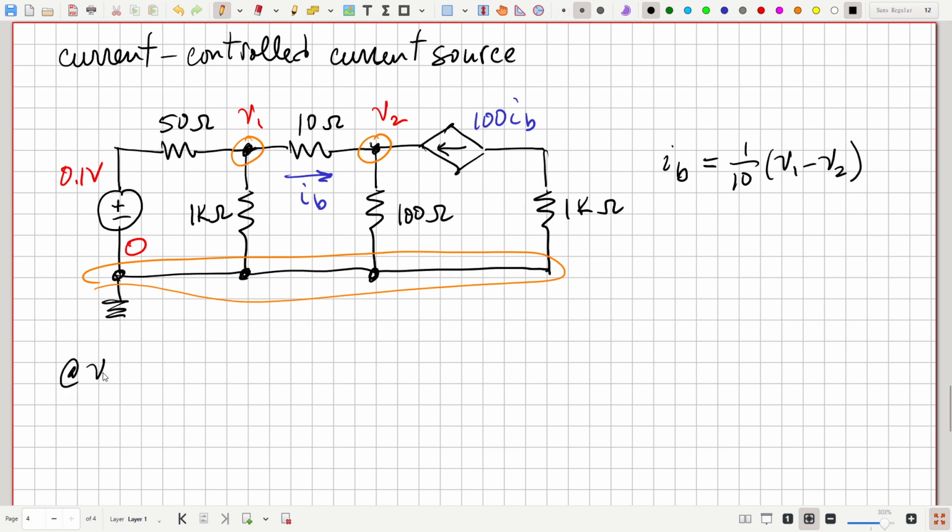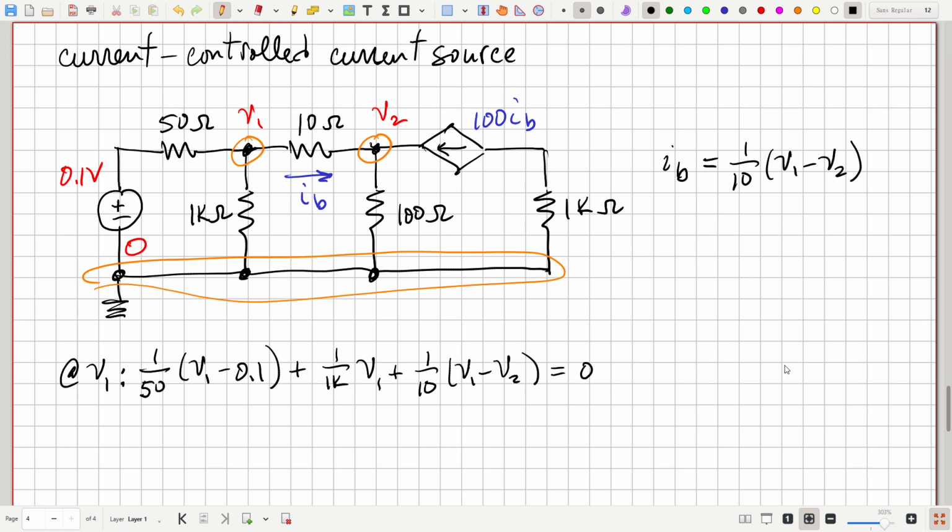Okay, so let's see. At node 1, we've got 3 currents, that current, and that current. So what would this be? This is V1 minus 0.1, divided by 50 ohms. So 1 over 50 times V1 minus 0.1, plus this current, which is V1 minus 0 over 1K. So 1 over 1K times V1. And then this is the current IB, which is 1 over 10, V1 minus V2. Okay, so there's our first equation.